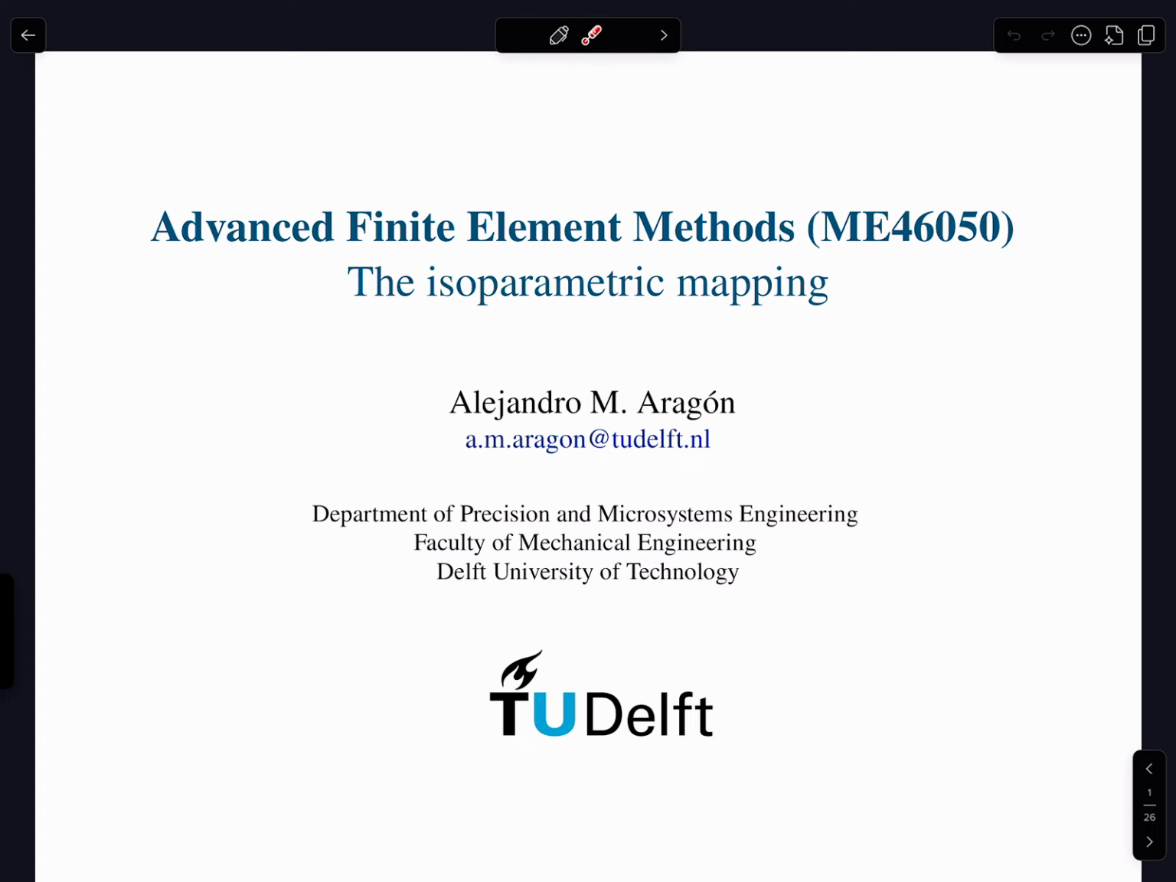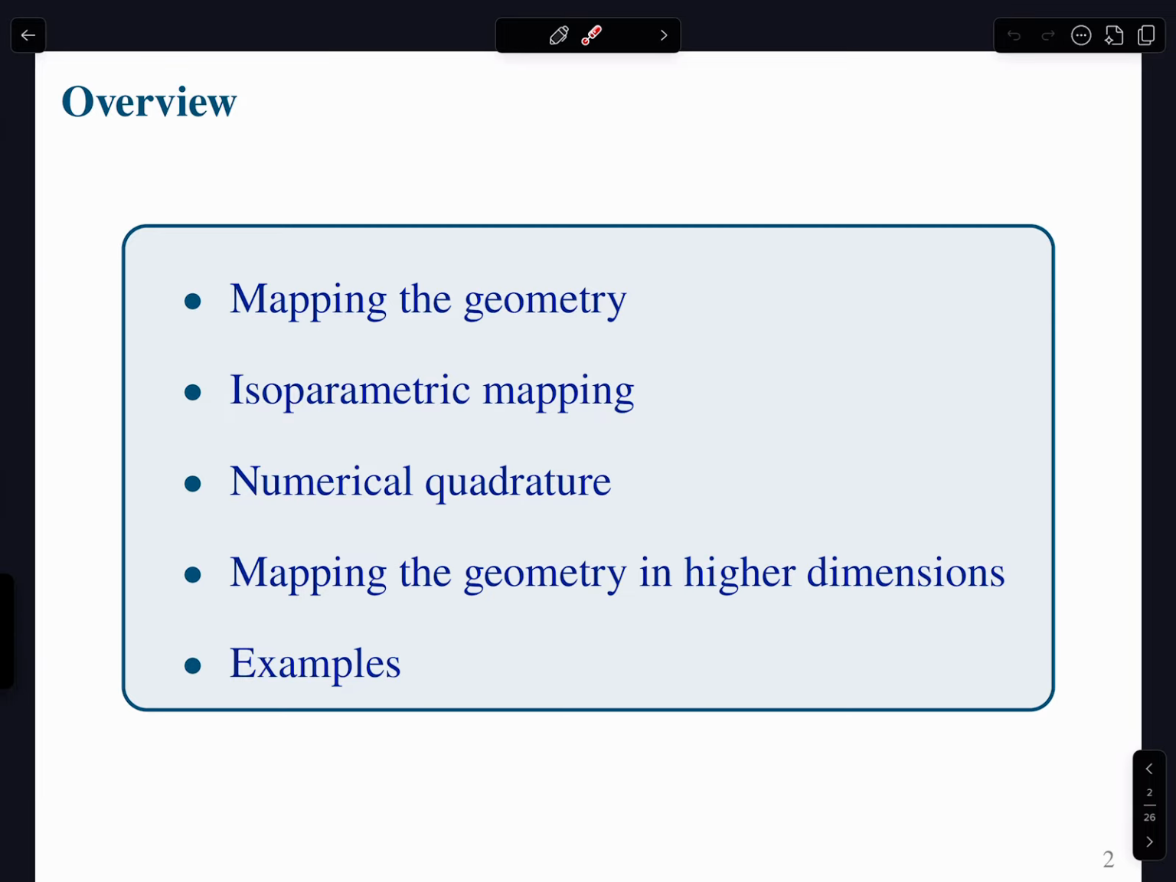Let's now start our next lecture on the isoparametric mapping. This is what we will cover in this lecture. So we're going to talk about mapping the geometry, as I discussed many times earlier in the course. Whenever you use a finite element software out there, most likely this is going to be using some sort of isoparametric formulation, either linear, quadratic.